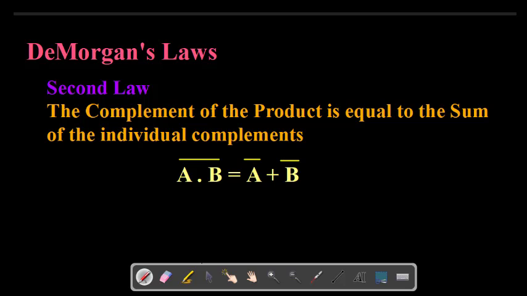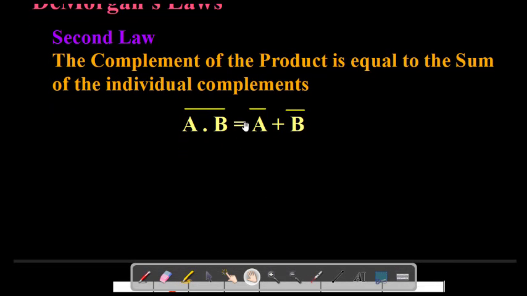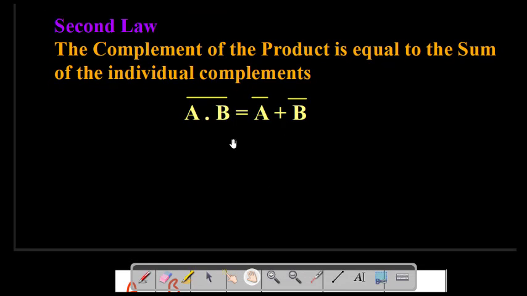Now next is DeMorgan's second law. The second law says the complement of the product is equal to the sum of the individual complements. So we have (A and B) the whole bar is equal to A bar or B bar. So we can replace this by this. So how to draw the diagram for this? We have the diagram for, first of all, A and B. So we have the AND gate.